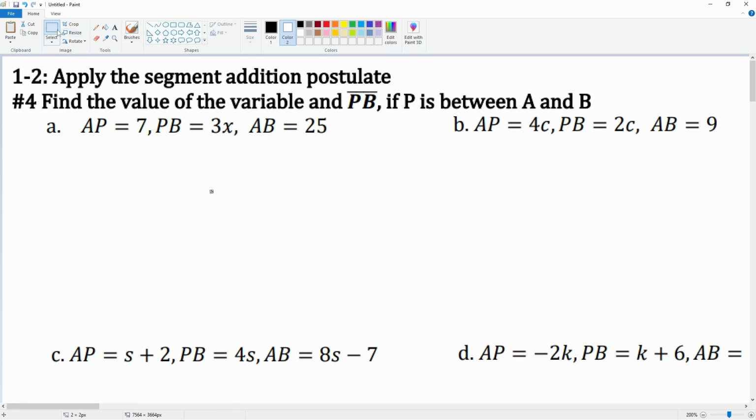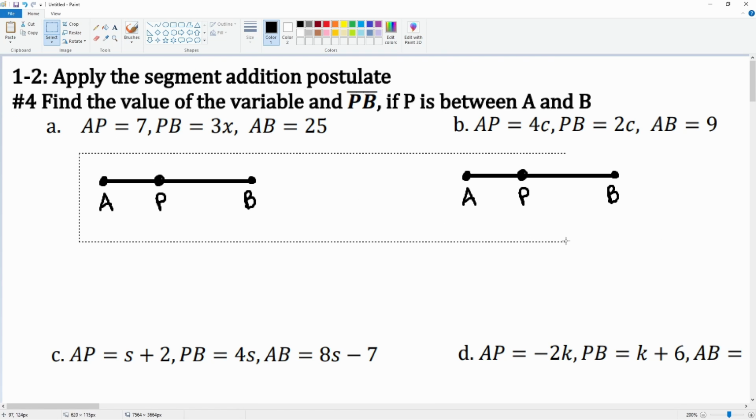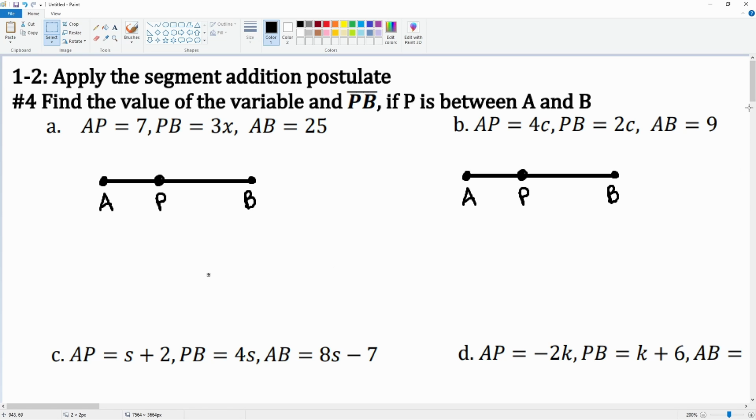Let me just draw this out. It seems like all of them have the same image. So it all follows this image. Here's the line. Then it contains these points. So here is A, and here is B, and then P is somewhere in the middle, or somewhere here. It doesn't have to be the middle, and it's not the middle, okay? So that's how the picture looks like for all of them. So I'm just gonna grab the image, paste it for all of them, okay? Because you're going to use that image for all of them.